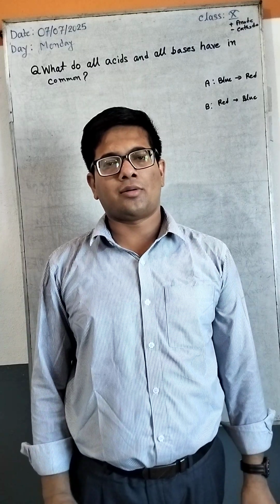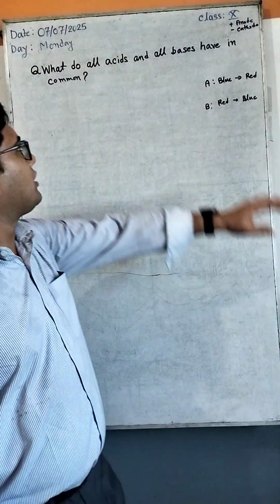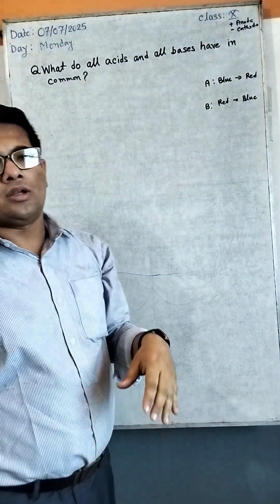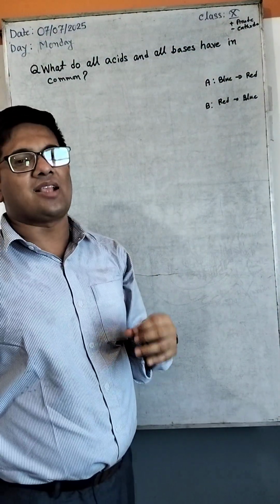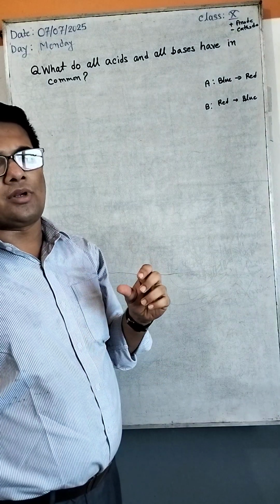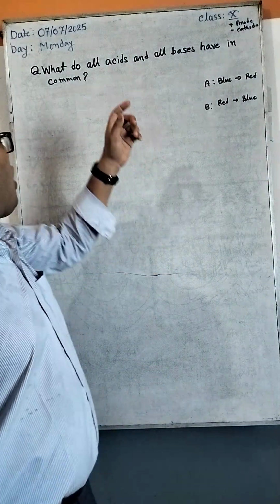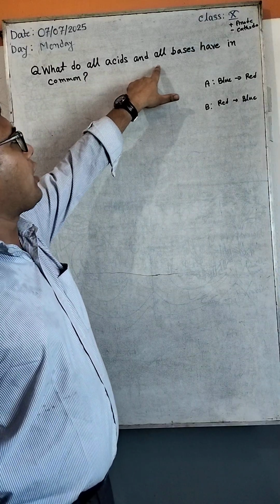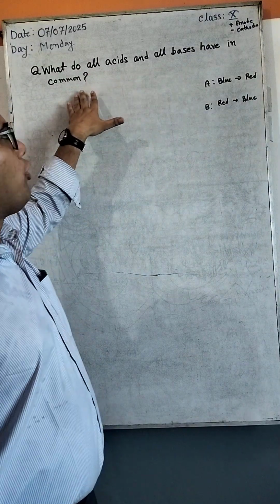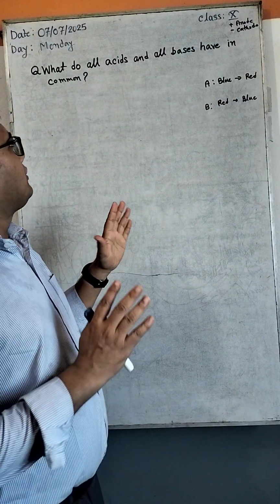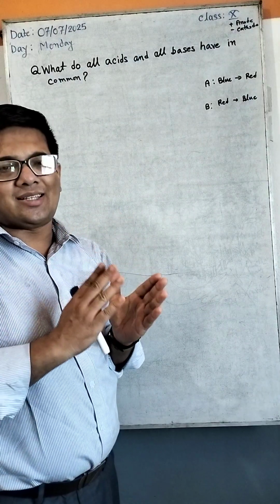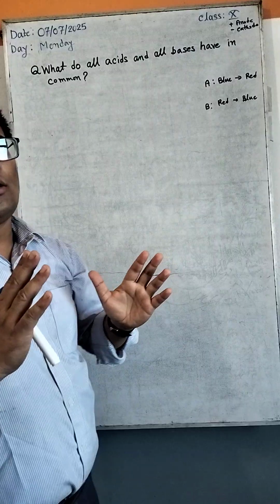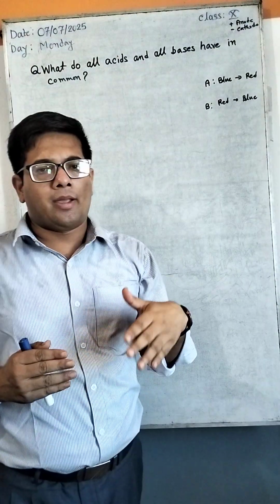Today we are going to discuss a Class 10 chemistry topic. The second chapter of chemistry is Acids, Bases and Salts. In this chapter, the short topic is: what do all acids and all bases have in common? When you take an acid and a base, you already know their physical properties.